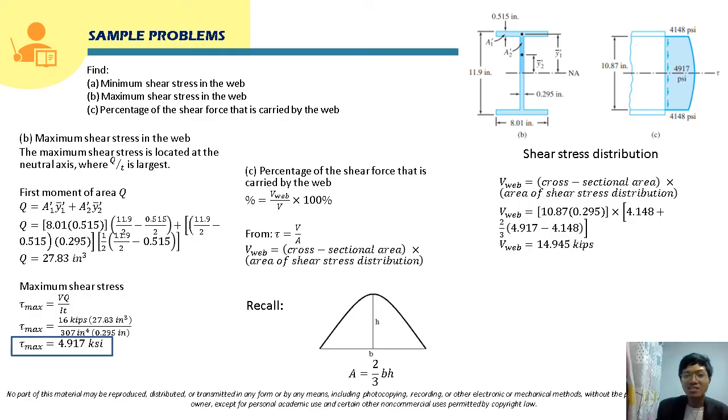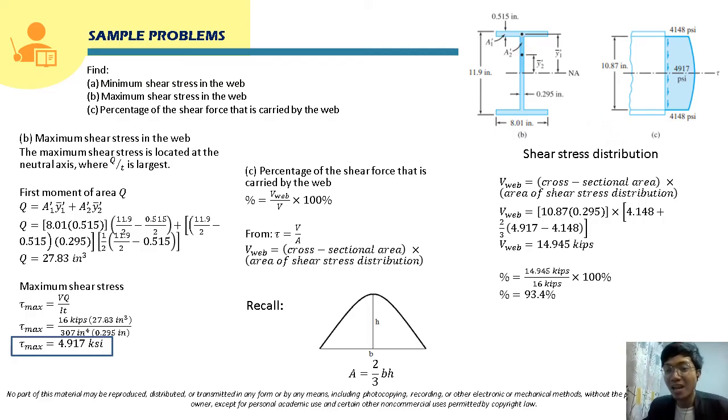Okay, so pwede na natin i-solve yung percentage. So yung formula natin ito. So yung V web ay 14.945 over 16 kips times 100%. So the answer here, class, ay 93.4%. So class, 93.4% nung 16 kips, yan yung kine-carry nung web natin.